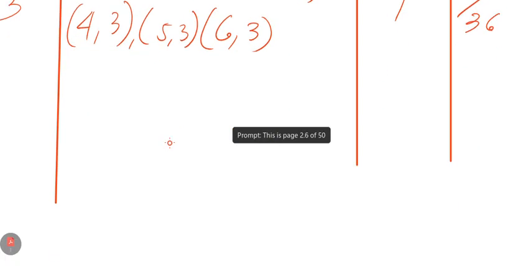Now we are done with 3. Let's move on to 4. So for 4, we have 4 and 4.